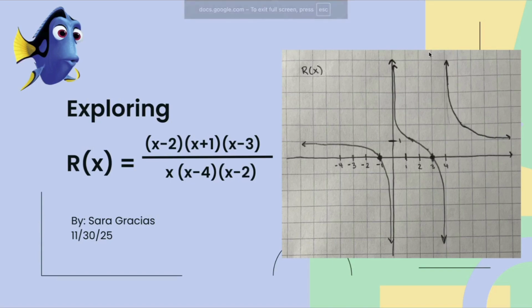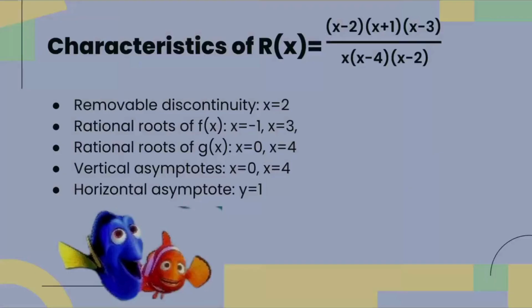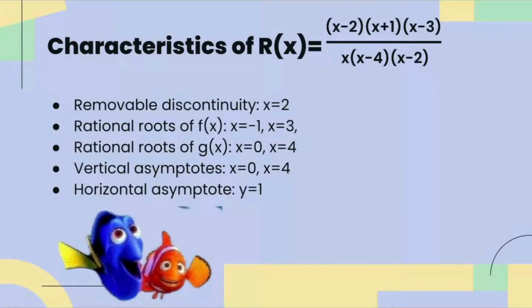Hi, my name is Sarah, and this is exploring the function r of x equals (x minus 2)(x plus 1)(x minus 3) over x(x minus 4)(x minus 2) with Dory. So based on the equation itself, we can see the many characteristics of r of x.